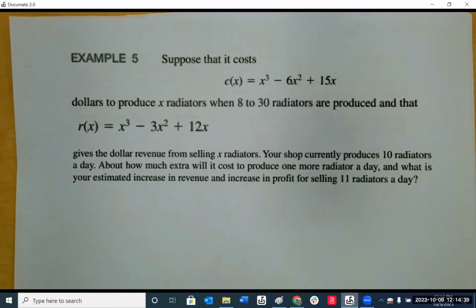Let's look at this. Suppose that it costs x cubed minus 6x squared plus 15x dollars to produce x radiators, and that R, the revenue, the money you have coming in, equals x cubed minus 3x squared plus 12x dollars from selling x radiators. Your shop currently produces 10 radiators per day. How much extra will it cost to produce one more radiator a day? And what is the estimated increase in revenue and increase in profit for selling 11 radiators per day?